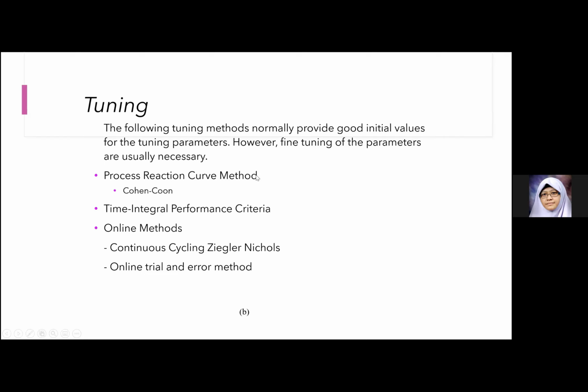Routh array. Okay. So now for tuning, basically there are lots and lots of methods for tuning. Okay, tuning, basically we want to find the tuning parameters for the controllers. Normally when you use tuning methods, these are just approximations, estimations to get the first value. After that, you still need to do fine tuning. You still need to make small adjustments from that initial value that you have.